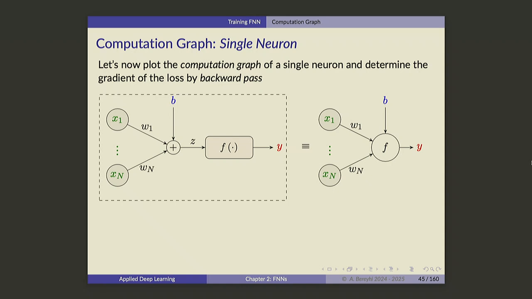OK, so next thing, let's try using the computation graph to see how we can compute the gradient of the loss in one particular perceptron. One simple perceptron, you want to compute the gradient. OK? Let's see how it looks.